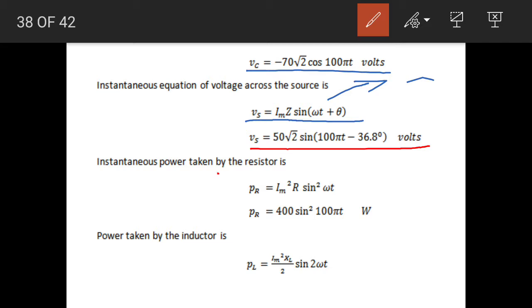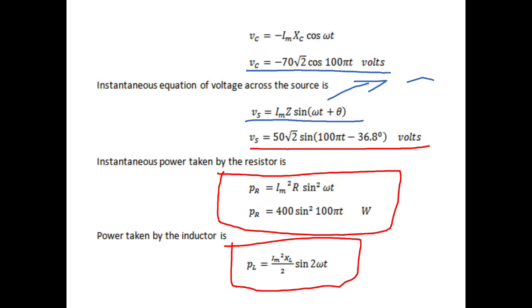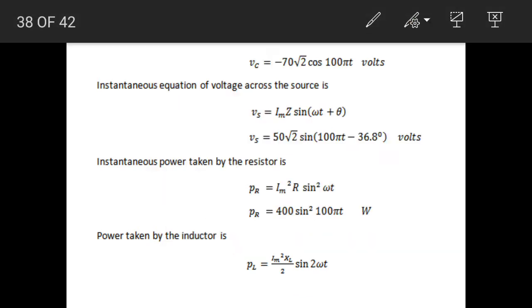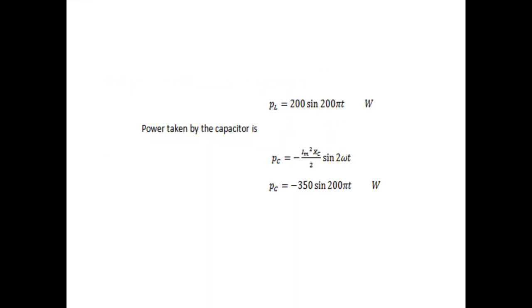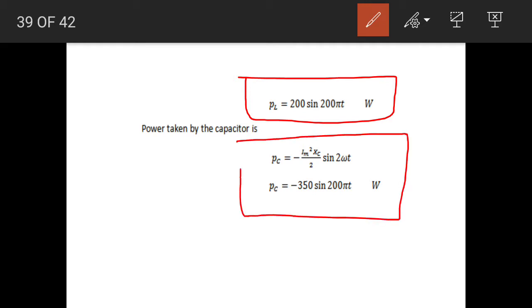We calculate the power taken by the resistor with the help of this particular equation. So the power taken by the resistor is 400 sine square 100 pi t. We calculate the power taken by the inductor with the help of this particular equation. So if we put the values on the right hand side, we obtain the power taken by the inductor, and the power taken by the inductor is 200 sine of 200 pi t. We calculate the power taken by the capacitor with the help of this particular equation, that is minus 350 sine of 200 pi t.